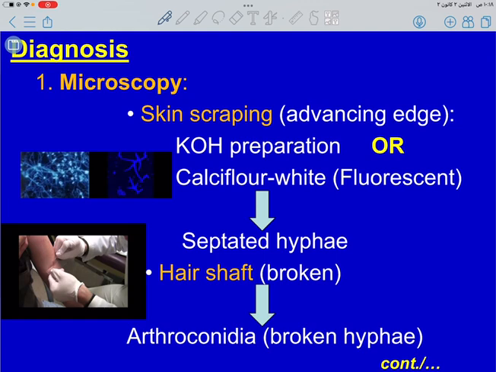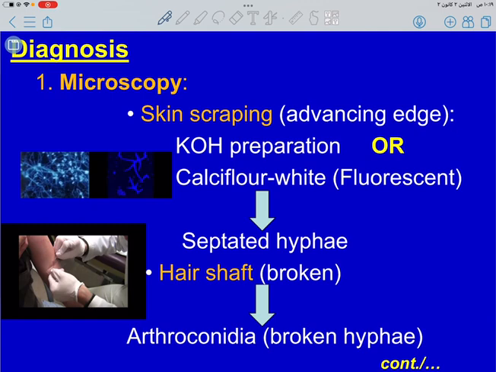Why do we put KOH on the skin scraping? Because to dissolve the keratin. We are dealing with the keratinized skin. Tamam? Then we put KOH to dissolve the keratin, and then we can see the hyphae and the conidia. So we call it KOH preparation. You can see it. These are the hyphae, these are the conidia with the hyphae.